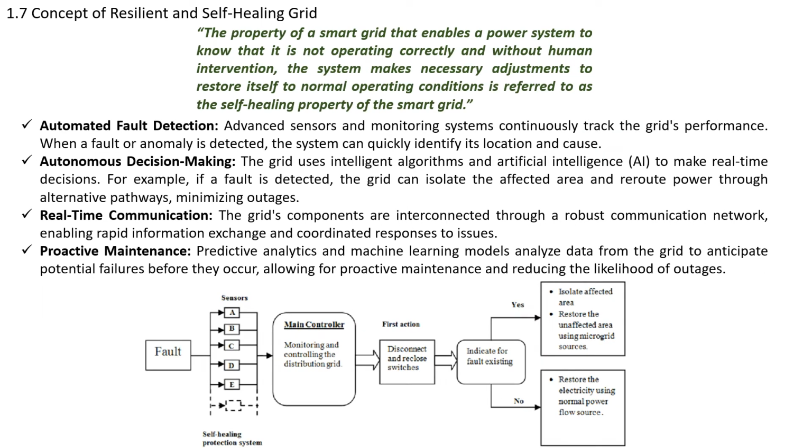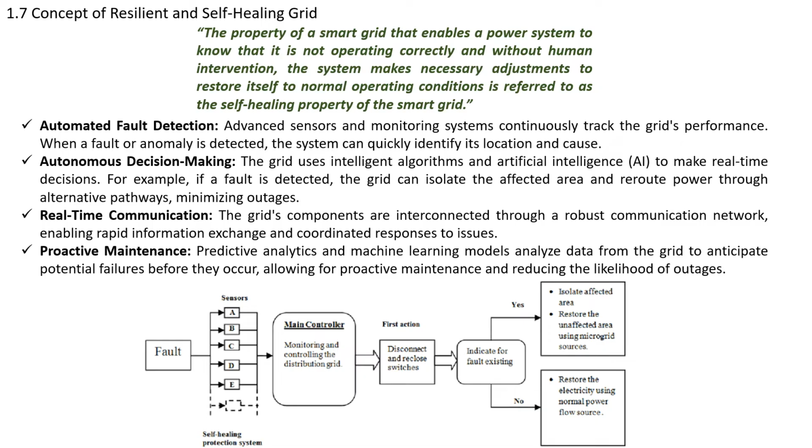And coming to the concept of the self-healing grid, the property of a smart grid that enables a power system to know that it is not operating correctly, and without any human intervention, the system makes necessary adjustments to restore itself to normal operating condition is referred to as the self-healing property of the smart grid.